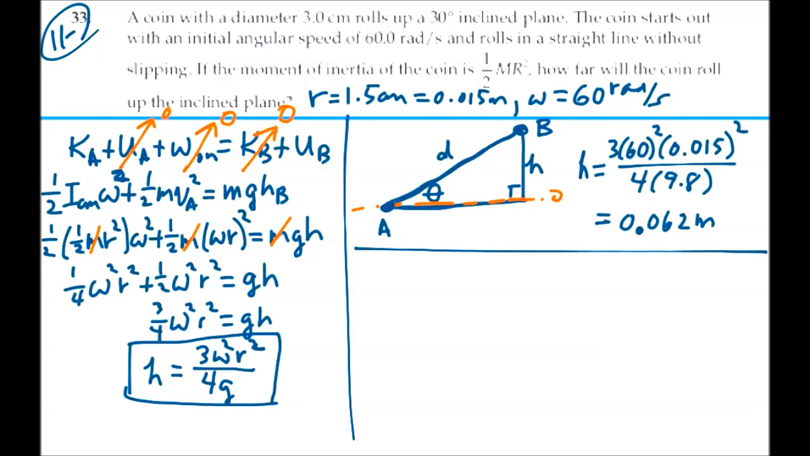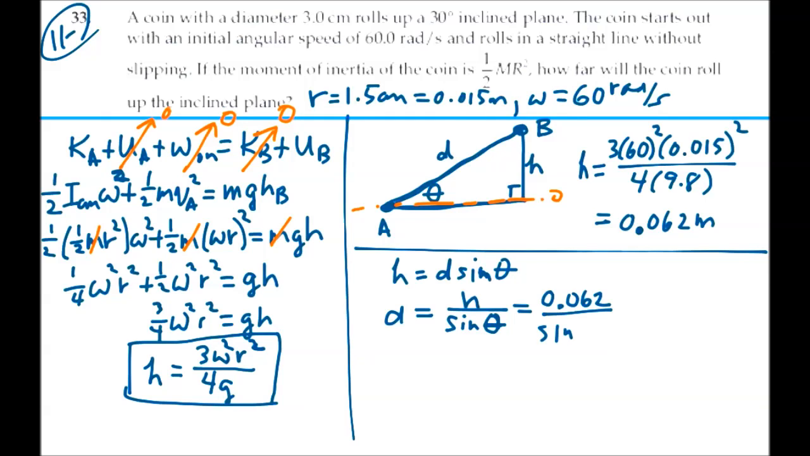But we want to know the distance that it goes up along the incline. Now if we look at this right triangle, we can see that this height should be equal to d sine theta according to trigonometry, d being the hypotenuse of the triangle. So d is actually going to equal the height h divided by the sine of theta. So this is equal to 0.062 divided by the sine of the angle, which in this case was 30 degrees.